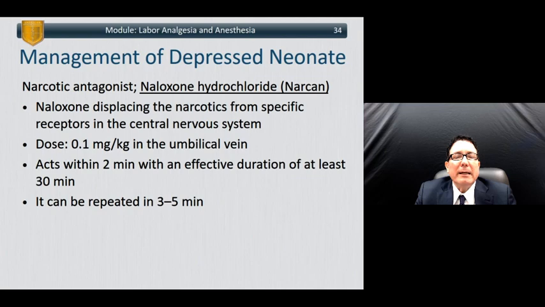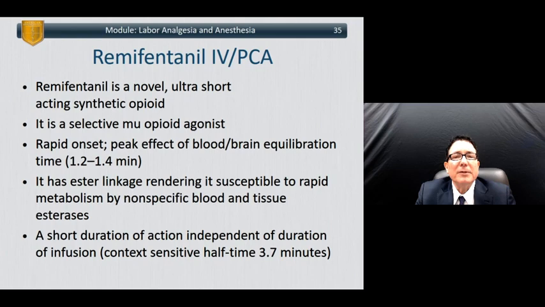Well, obviously, one of the things that historically can be done is to use naloxone or Narcan. Naloxone displaces the narcotics from specific receptors in the central nervous system and acts within 2 minutes, with an effective duration of at least 30 minutes. It can also be repeated at 3 to 5 minute intervals.